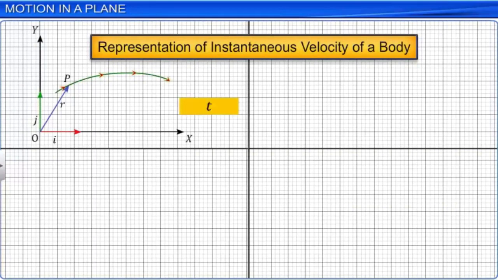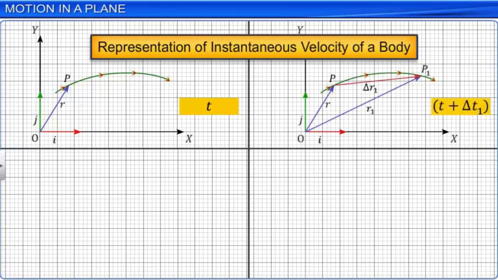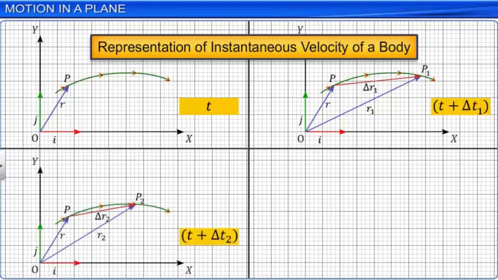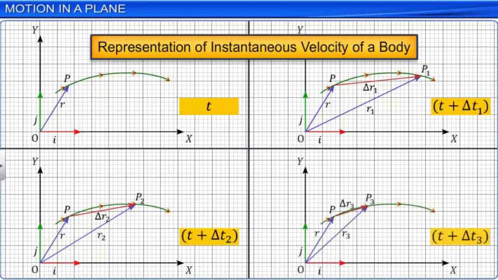Now if you look at it, we have different instants which have been marked over here, as you are seeing, between the point P to P1, as well as we are going to consider the point P to P2, which is nothing but the second vector you could see, and P to P3. So at different instants we are considering the position of the object over here.